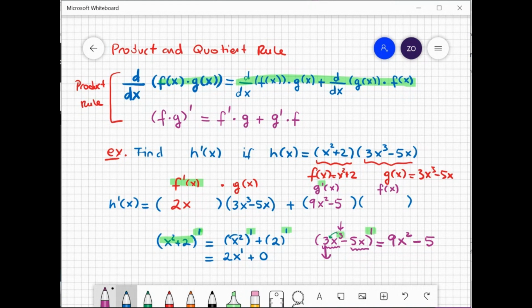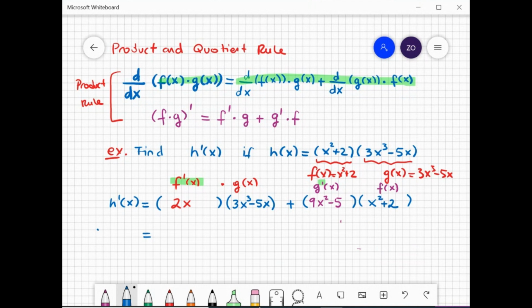And we multiply this with the f function itself, which is x squared plus 2. Let's look at the first expression. We will multiply, let's simplify, multiply 2x by these two expressions, which is 6x cubed minus 10x squared, right? Plus, we should just FOIL out the first terms.